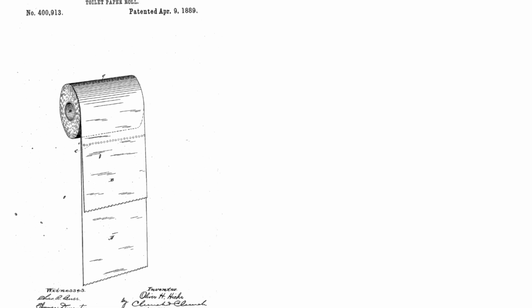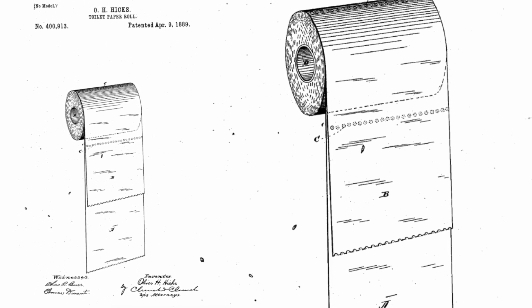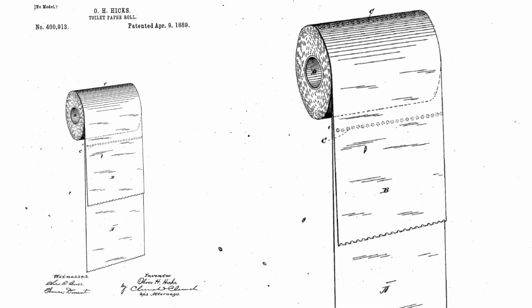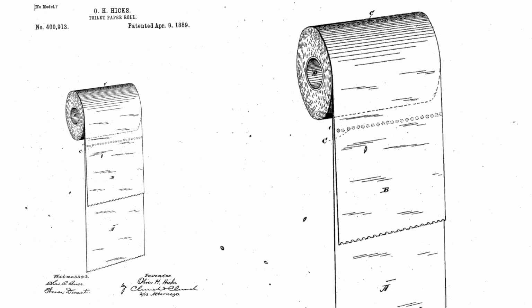United States Patent Office, toilet paper roll patent number 400913, patented April 9th, 1889. Inventor, Oliver Hewlett Hicks of Chicago, Illinois. Specification forming part of letters patent number 400913, dated April 9th, 1889. Application filed July 18th, 1888.